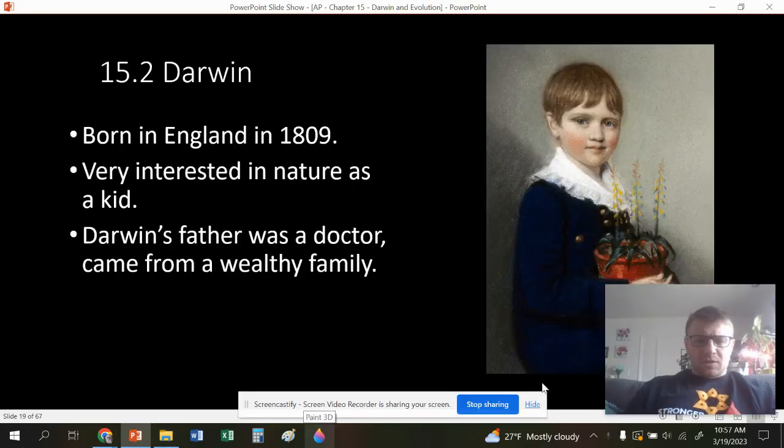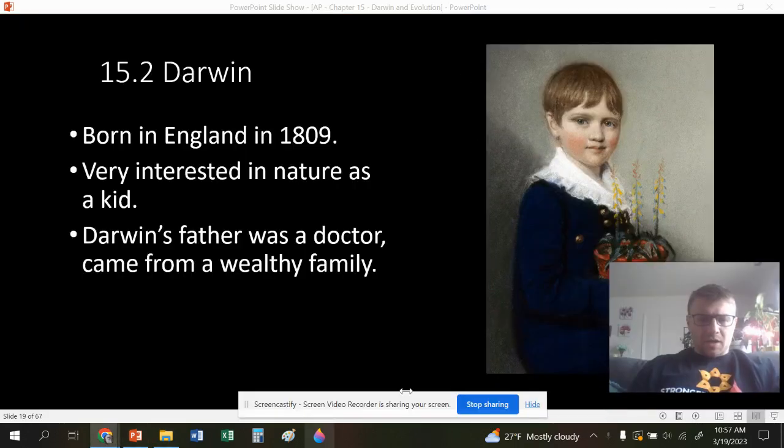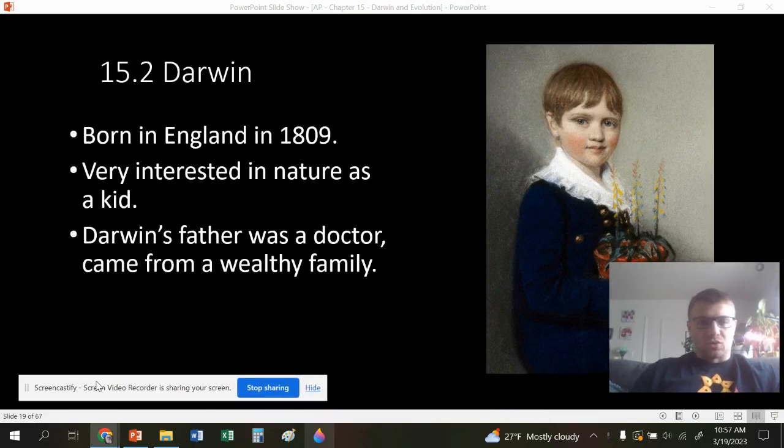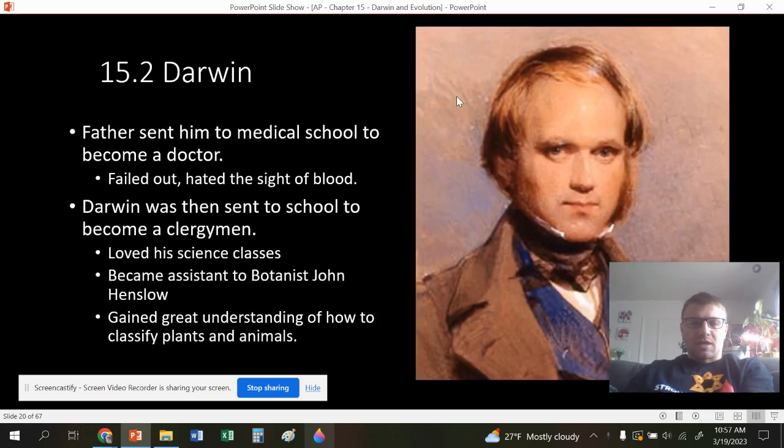All right, the next section is going to be on Charles Darwin, and again, there's a lot here on a black background that you don't have to write down. But Darwin was born in 1809, and he was born to a pretty wealthy family. His dad was a physician, his grandfather was a physician, so they were kind of well off. But he was very interested in nature from a very young age.